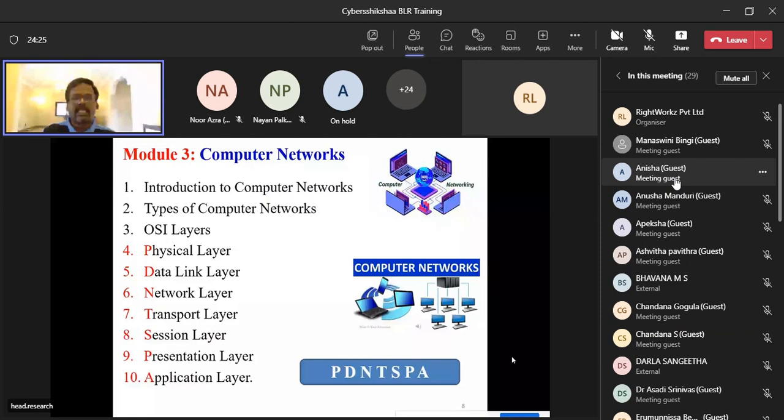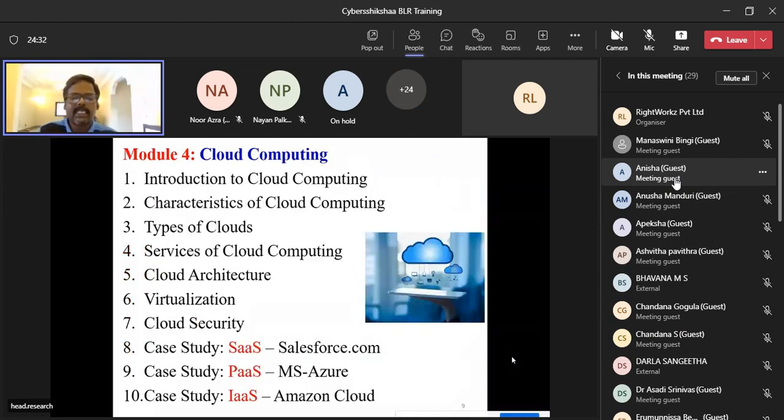I am going to explain with the examples. Then cloud computing. Cloud computing is an internet-based technology, pay and use. Just now I have explained cloud computing is a 543 formula: 5 characteristics, 4 infrastructure models, and 3 major services. Yesterday, Apeksha and Nayan explained very well about the cloud computing 543 formula. So today, again I am revising all the 4 modules.